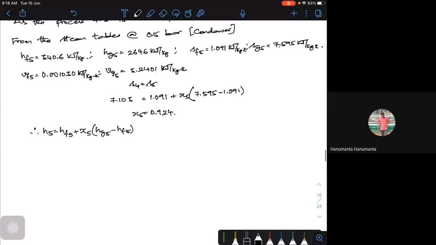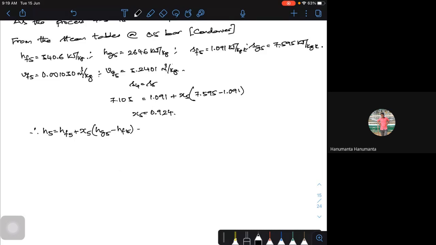Excuse me, sir. Yeah. The units for VF5 and VG5, sir? Meter cube per kg. That's the specific volume, no? No problem. This is meter cube per kg. Okay, thank you.